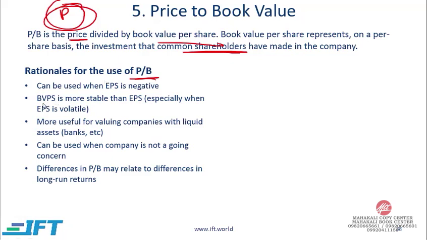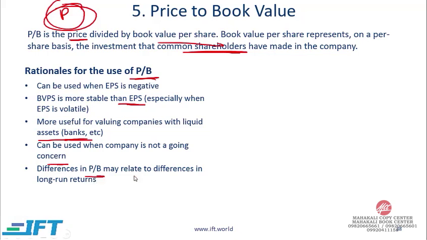Also, the book value per share is more stable than EPS. Even when EPS is volatile, the book value per share is not that volatile. It is more useful for valuing companies with liquid assets. So for a bank, for example, with mostly liquid assets, it makes sense to value based on book value. It can be used when a company is not a going concern. So book value can be used for coming up with the liquidation value of a firm.